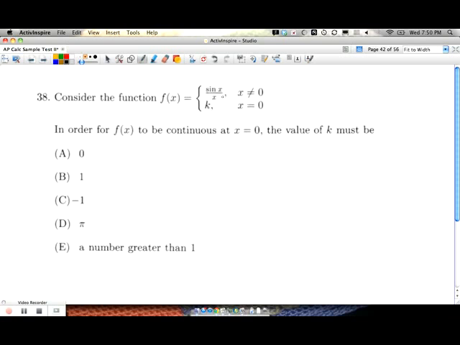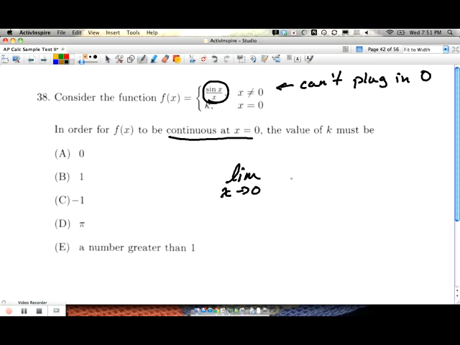Consider the function sine of x over x. It's a piecewise function. The reason it's a piecewise function is because you can't plug in 0. What this is really asking us is, what is this approaching near 0? What's the limit of that as it is approaching 0? And if we could fill that hole in, could we make it continuous at x equals 0? Well, that's saying what's the limit as x approaches 0 of sine of x over x?